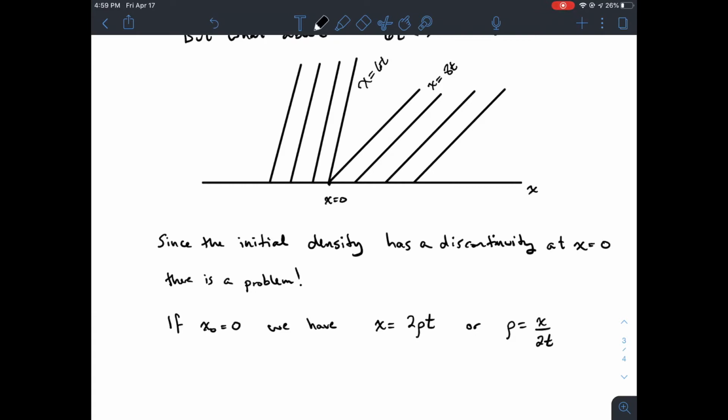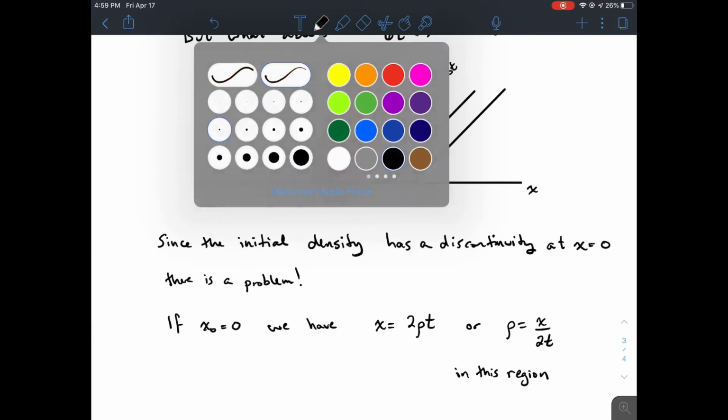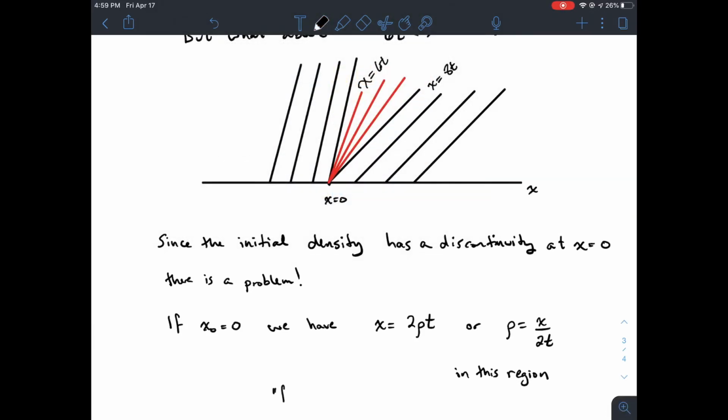And so what's going to happen, I can figure it out by going ahead and solving for what's going on there at x equals 0, right? So if x equals 0, I just put in x equals 0, and I solve, I get rho equals x over 2t, and that's what's going to happen there. I'm putting them in red just so that you can see them a little bit better, but those are going to fan out like that. So these are actually called fan-like characteristics.